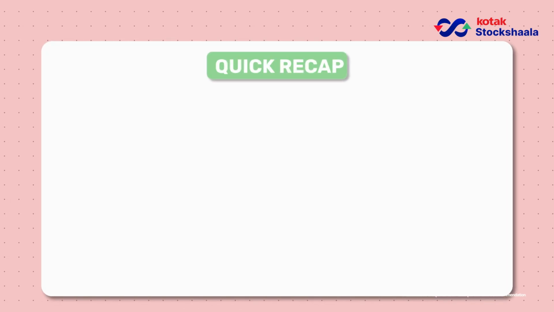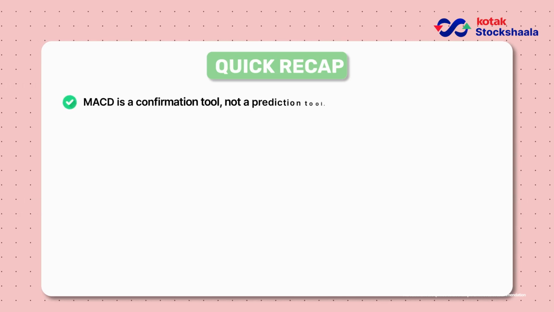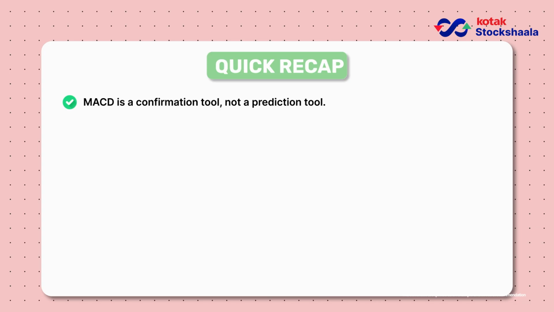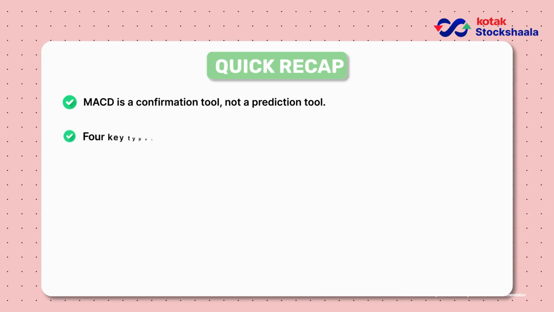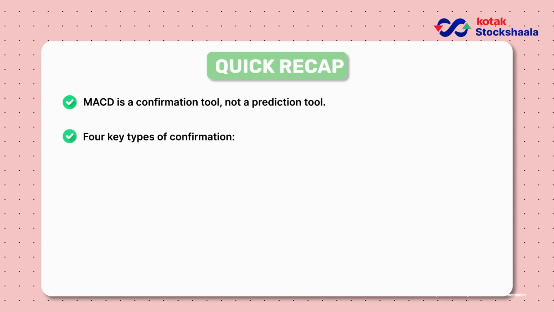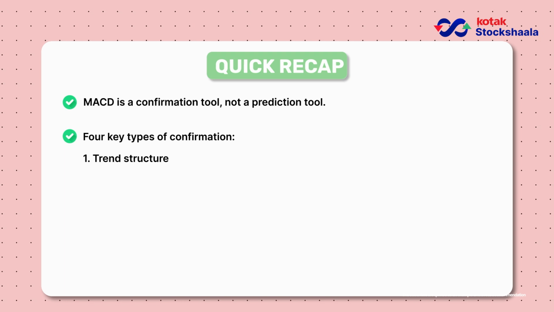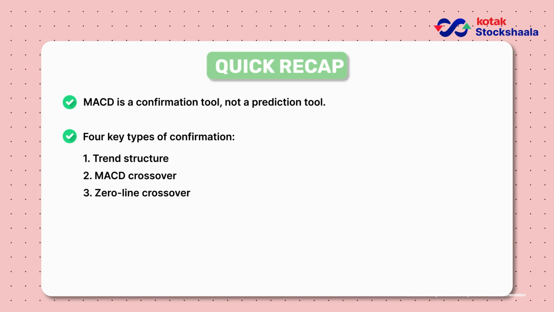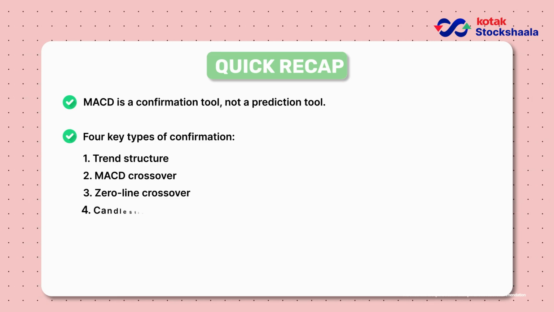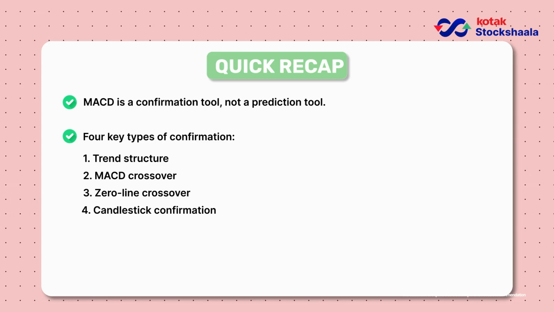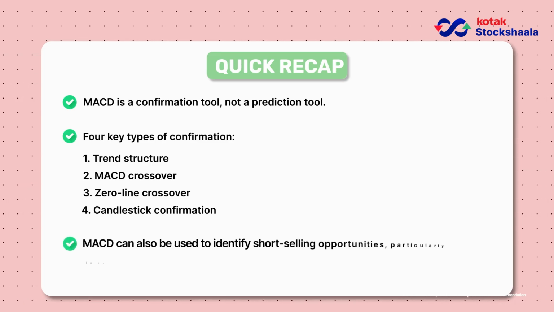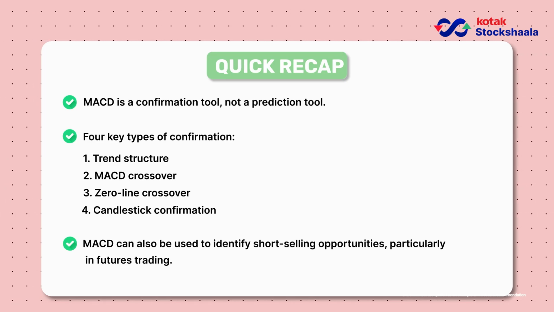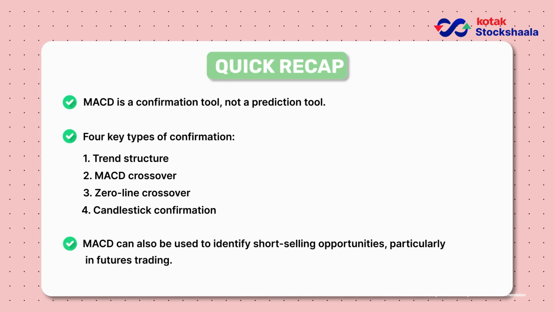Let's quickly recap what we have learned so far. We learned that MACD is used for confirmation and not for prediction, which means we are using 4 different confirmations in this strategy. The first one is trend structure, the second one is MACD crossover, the third one is the zero line crossover, and finally the fourth one is candle confirmation. We also learned that you can not only use this strategy for buying, but also for short selling, which means you can also do this in futures.